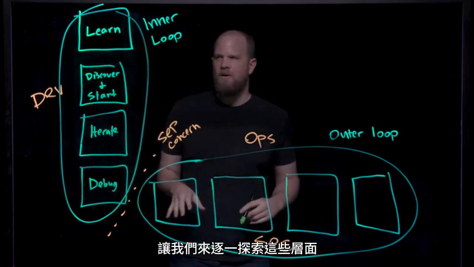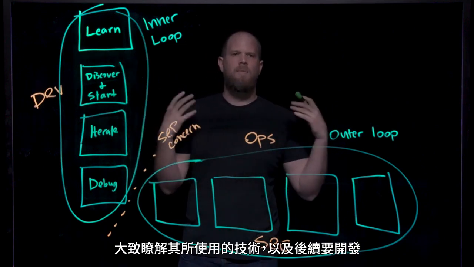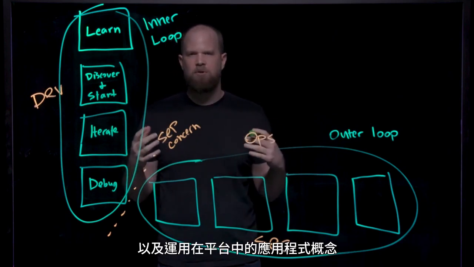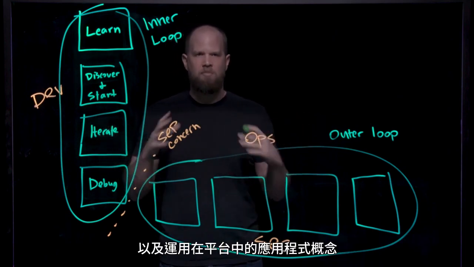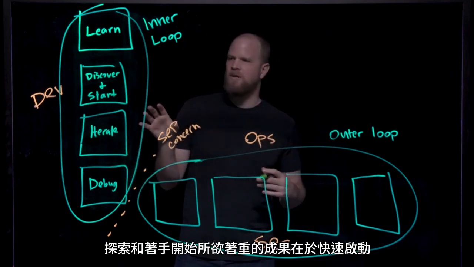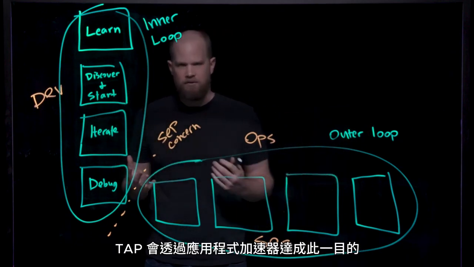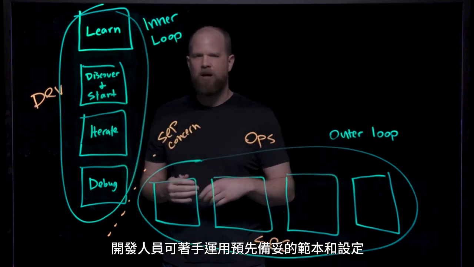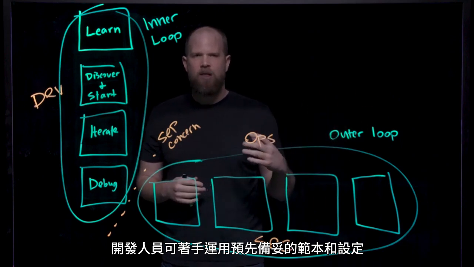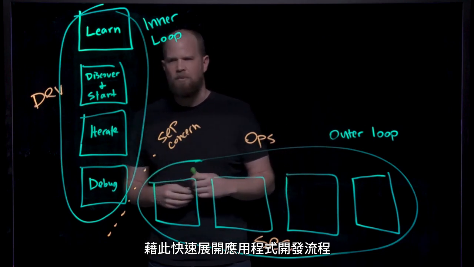So if we talk about each of these outcomes, the first part is learning. You want to be able to have a developer come in and learn about the technology they're using and the application concepts they're going to be developing as part of the platform in general. And then we talk about discover and start. The outcome we want to focus on for discover and start is that quick start. So this takes the form of app accelerators in TAP, where a developer can come in and have pre-baked templates and configurations that will help jumpstart their development process for their application.